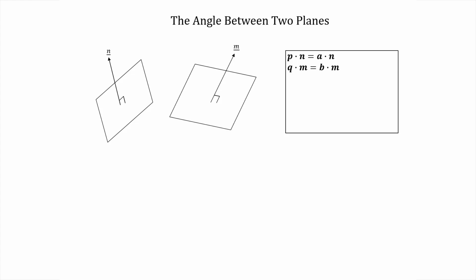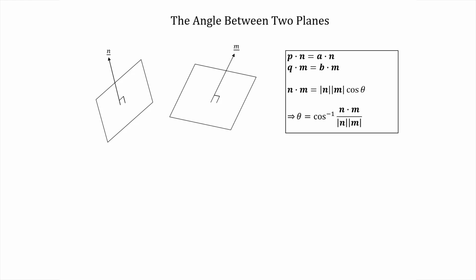Now, the angle between the two planes, assuming they do intersect, is actually equal to the angle between the two normal vectors to the planes. So if we can compute the angle between the normals, then we have found the angle between the planes. Well, we know the angle between n and m, let's call it theta, is given by the equation n.m equals the magnitude of n times the magnitude of m times cos theta. This just comes from the definition of the dot product. So theta equals inverse cosine of n.m over the magnitude of n times the magnitude of m.